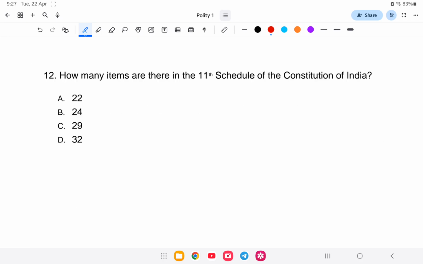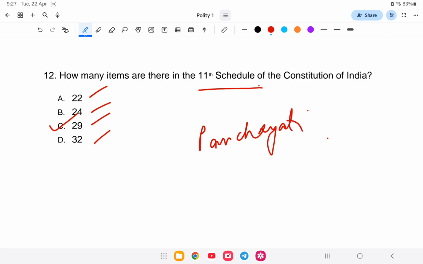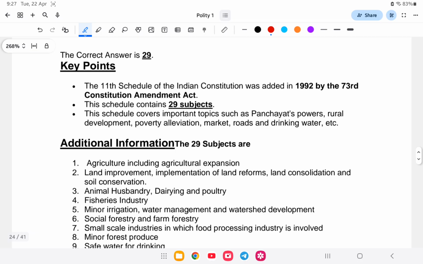Next question. How many items are there in the 11th Schedule of the Constitution of India? Is it 22, 24, 29 or 32? The answer is 29. The 11th Schedule is about Panchayati Raj. Let us study in detail. The 11th Schedule was added in 1992 by the 73rd Constitution Amendment and contains 29 subjects.